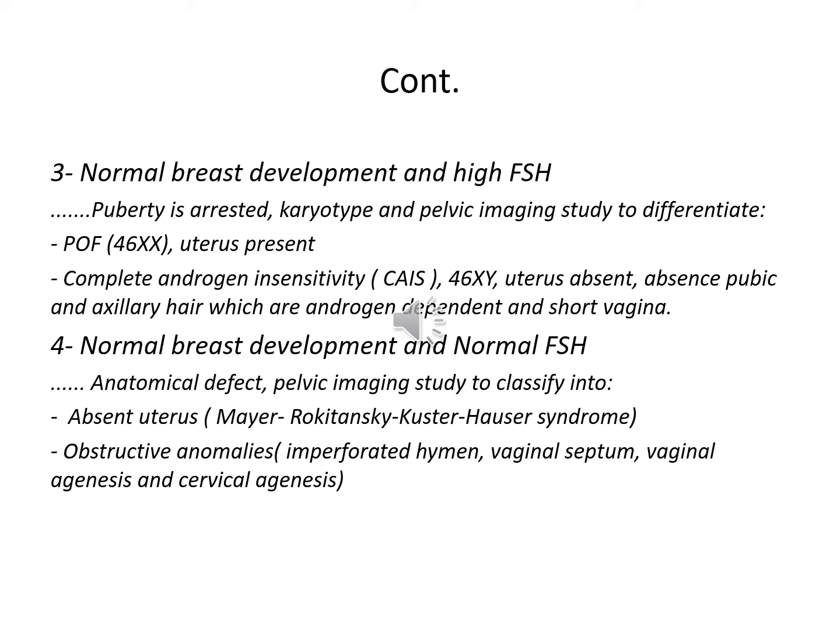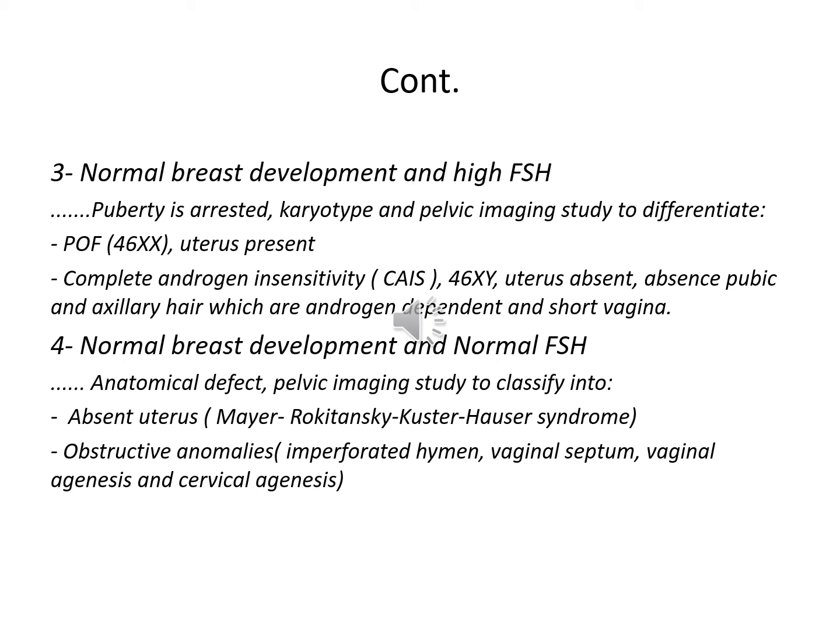They have no uterus. And these are the cases where we do uterine transplantation. If you have heard, there are successful cases worldwide, and they delivered. These are the Rokitansky syndrome cases that have pure uterine agenesis, absent uterus just. Or obstructive anomalies: imperforate hymen, vaginal septum, vaginal agenesis, cervical agenesis.